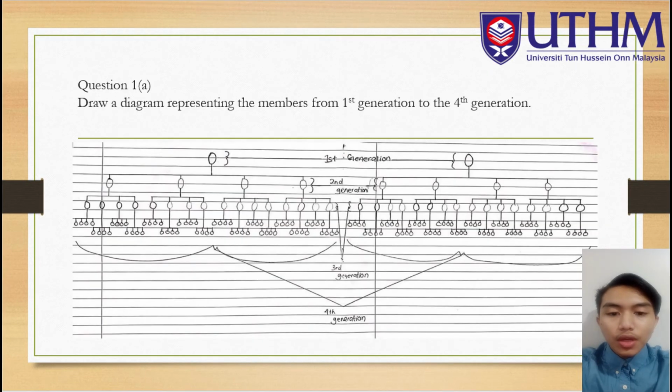For question 1A, the question is, draw a diagram representing the members from the first generation to the 4th generation. So, you can do the diagram using 3 diagrams, starting with you and your friend. So, there will be 2 dots. Continue with 4 new members, assuming 4 dots for each of you. So, there will be 8 dots for the second generation.